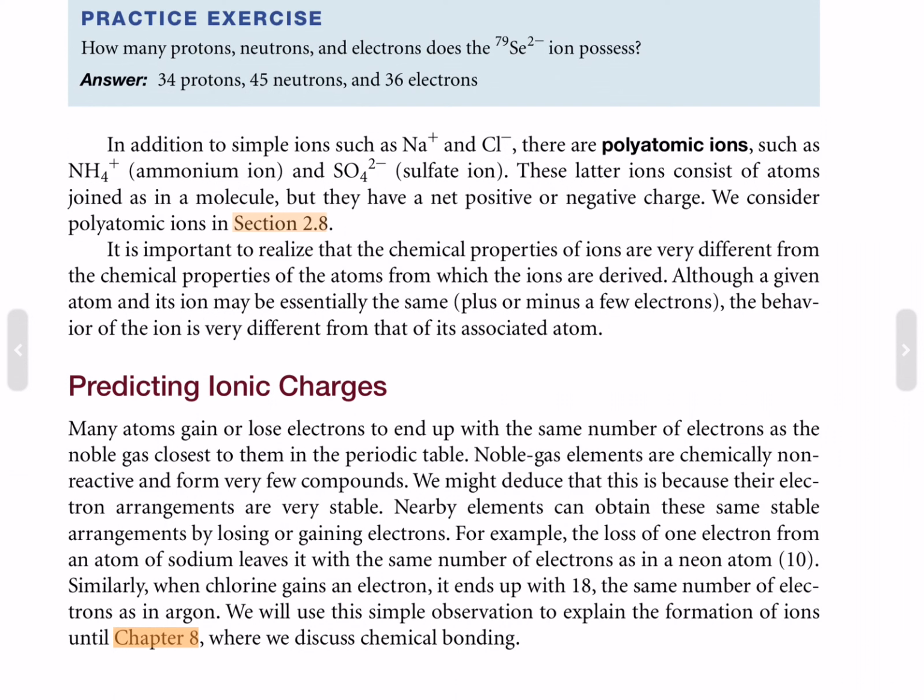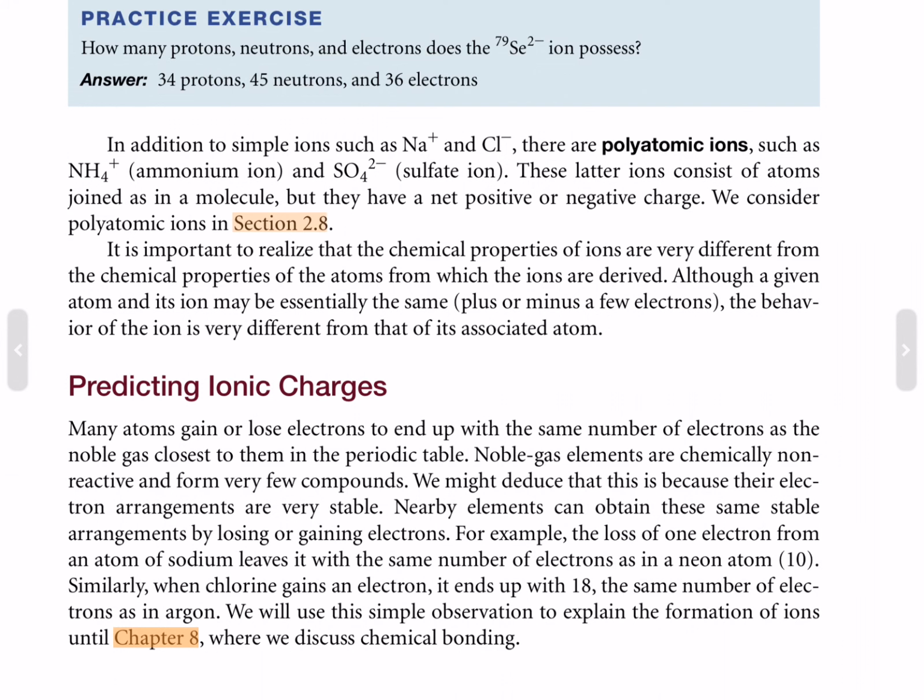It's important to realize that the chemical properties of ions are very different from the chemical properties of the atoms from which the ions are derived. Although a given atom and its ion may essentially be the same, plus or minus a few electrons, the behavior of an ion is very different from that of its associated atom.